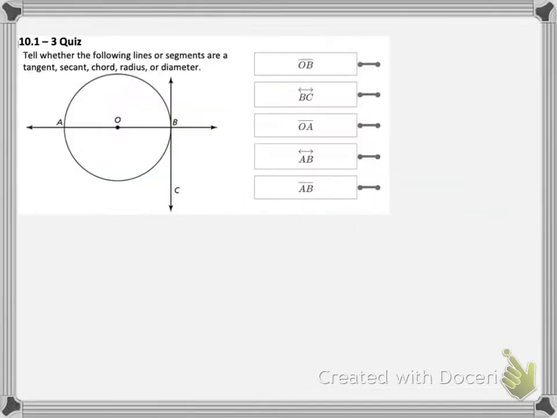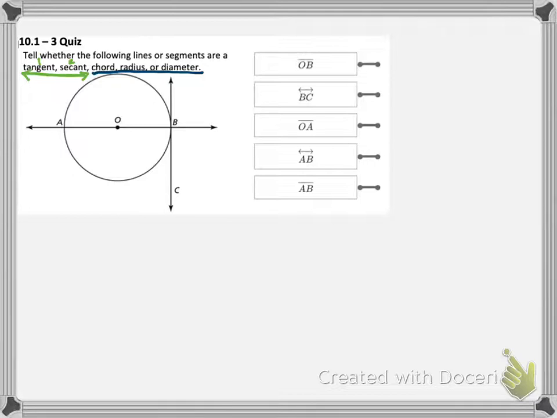So this part was matching on the quiz. Tell whether the following lines or segments are a tangent, secant, chord, radius, or diameter. Tangents and secants are lines that go infinitely in both directions. Tangent touches the circle once, secant is twice, whereas the others start and they stop, so they're segments.